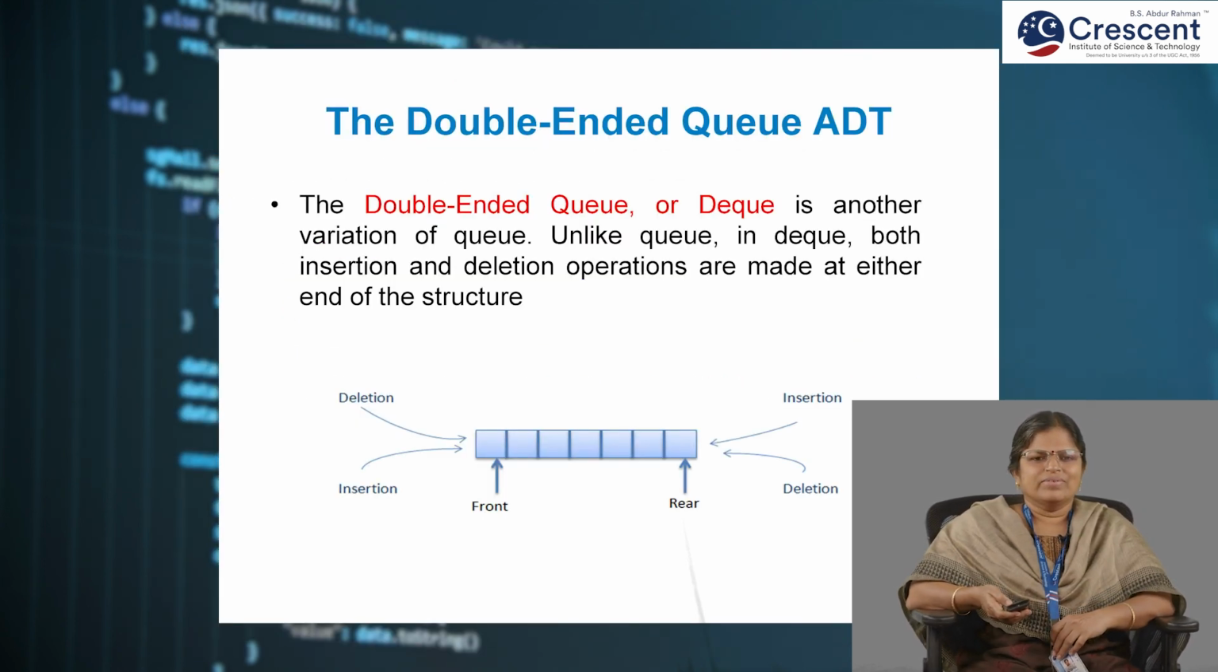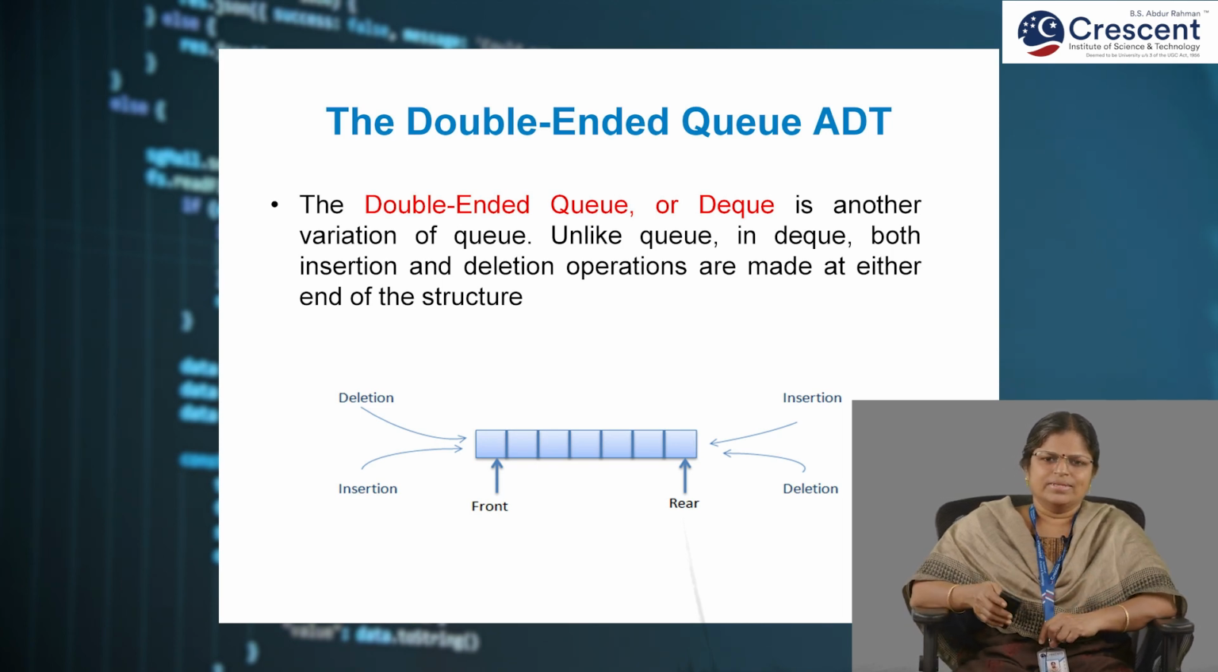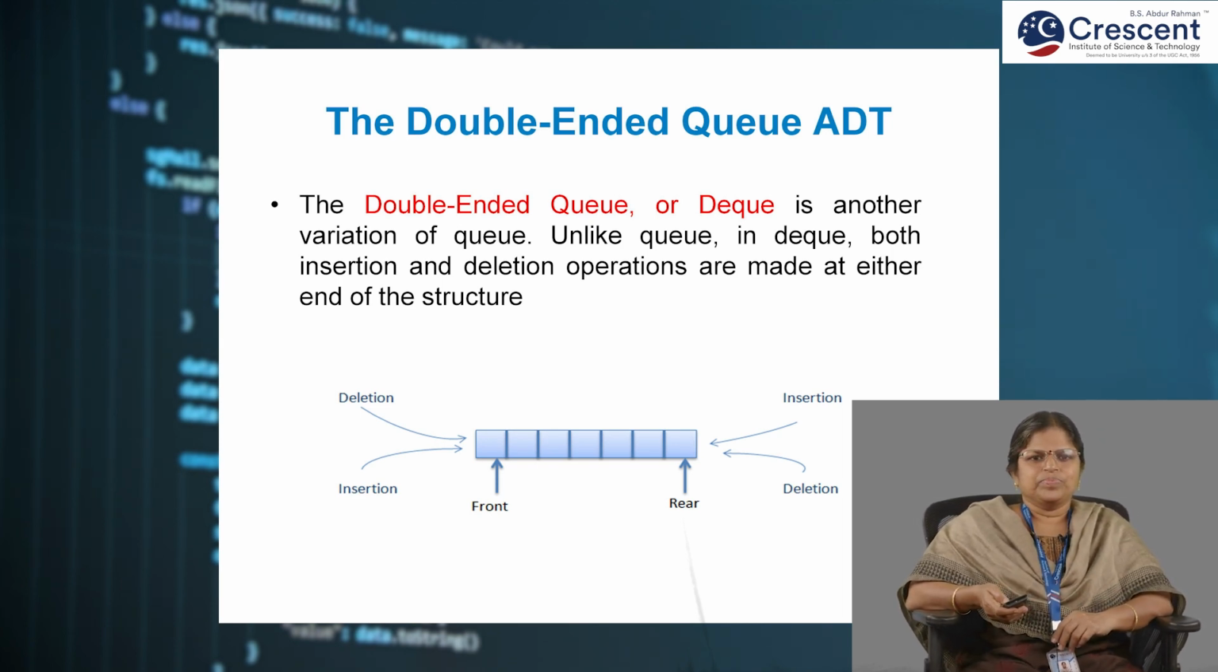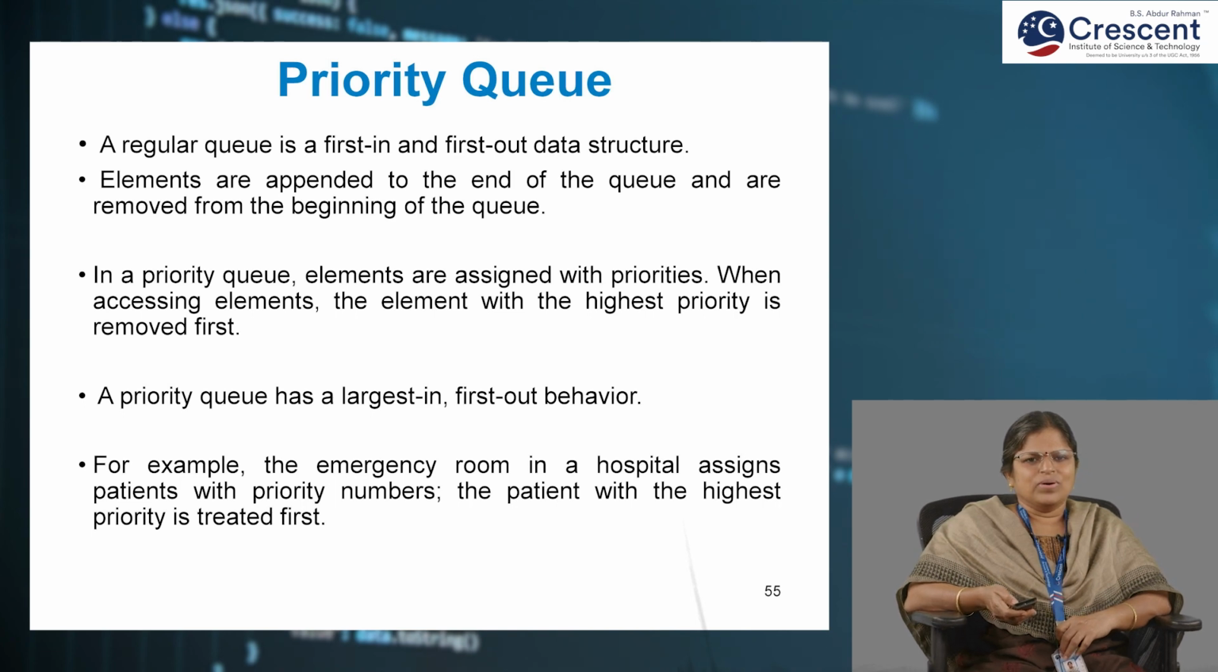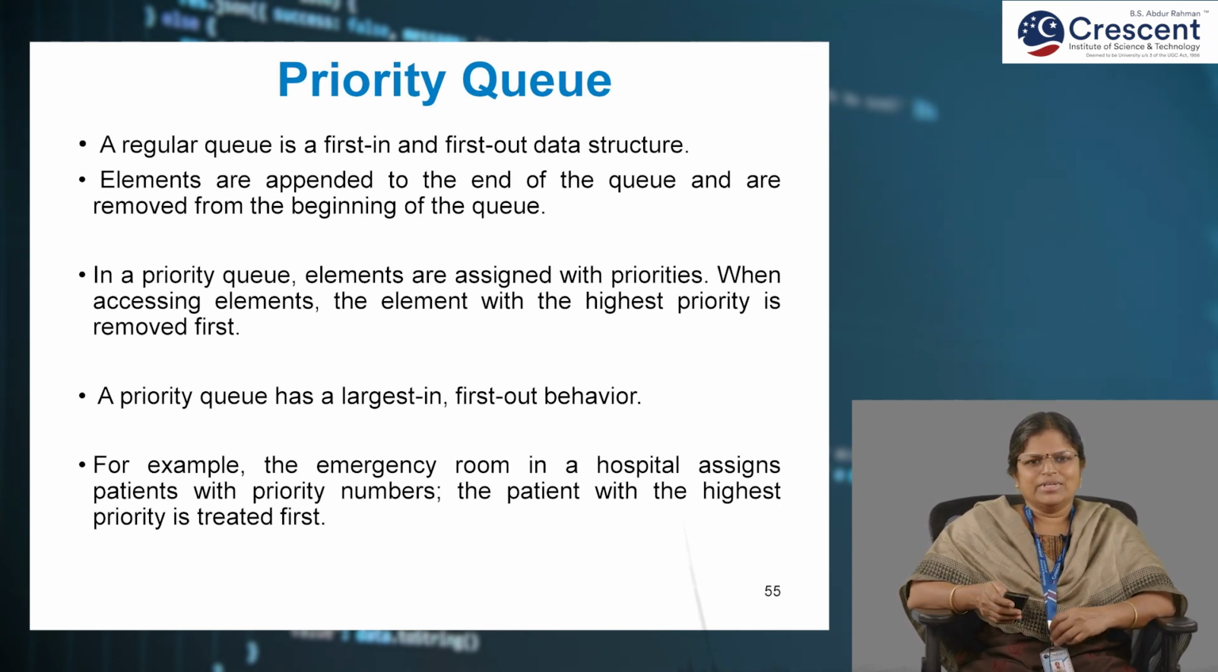One more variation is called the double-ended queue. Here, at both ends we can perform both operations, insert as well as delete. And one more variety is called the priority queue. I already mentioned that a priority queue is one where, apart from the actual data, we keep some priority values, so based on the priority values we can delete the data from the queue.